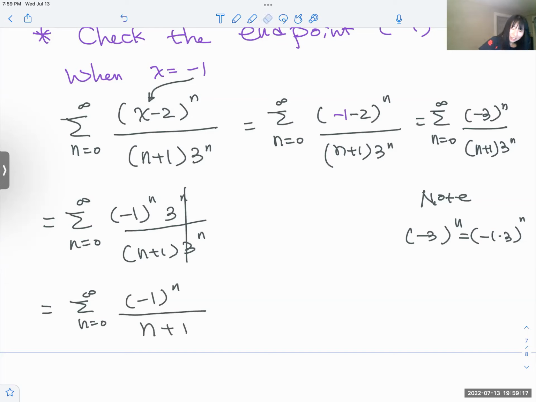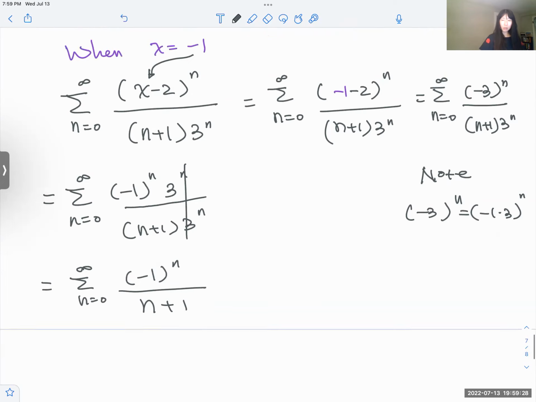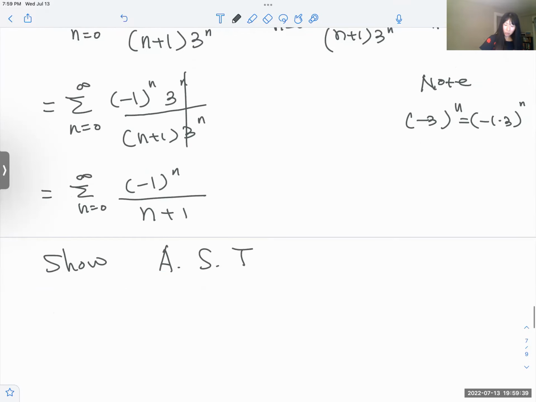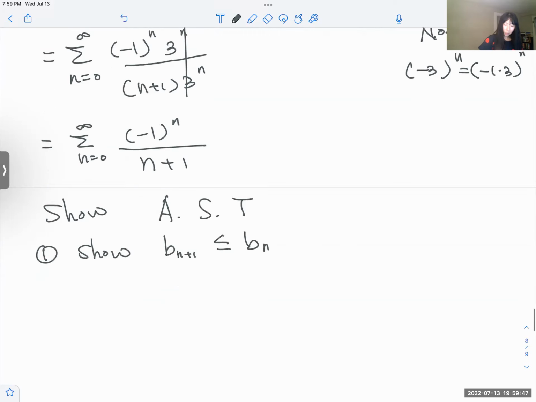Okay, what kind of test do we have to use in this case? Someone said that last time, really good. Is it an alternating series test? Very good. So we're going to check the alternating series test, okay? Then we're going to show b sub n plus 1 is less than or equal to b sub n, and we're going to show the limit as n approaches positive infinity of b sub n equals 0.